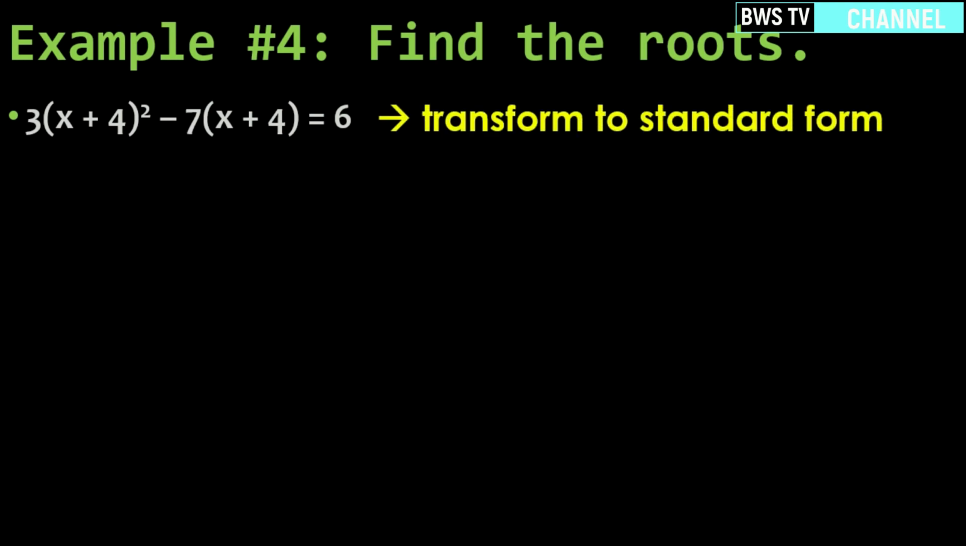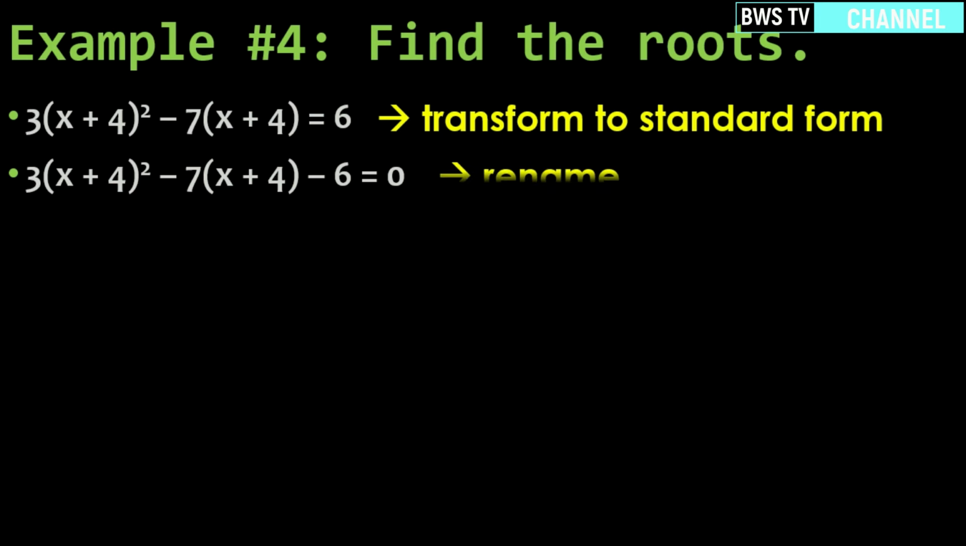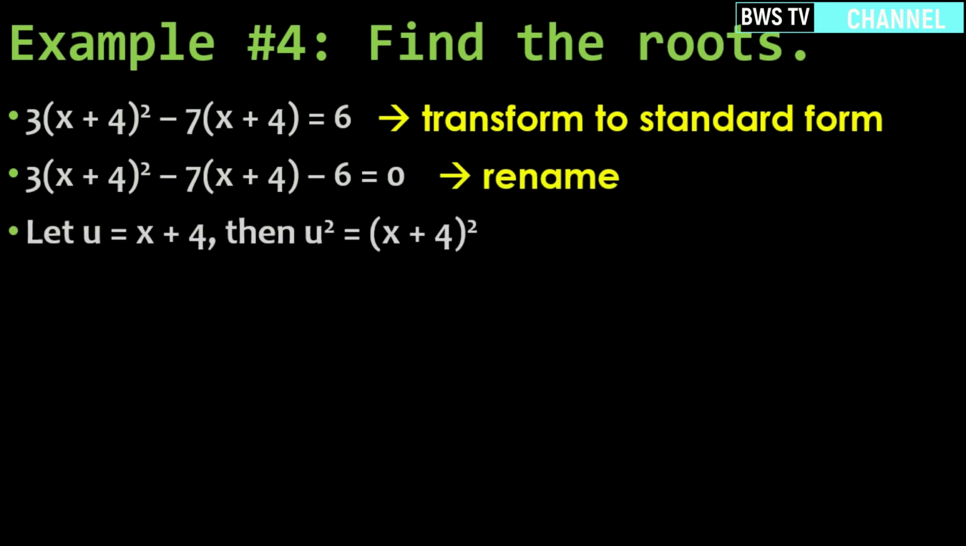So we have now example number 4. 3 times the quantity of x plus 4 squared minus 7 times the quantity of x plus 4 is equal to 6. So first step, transform it. Then, after we transform it into standard, we need to rename. So rename it. Let u is equal to x plus 4, then u squared is equal to x plus 4 quantity squared. After that, substitute.